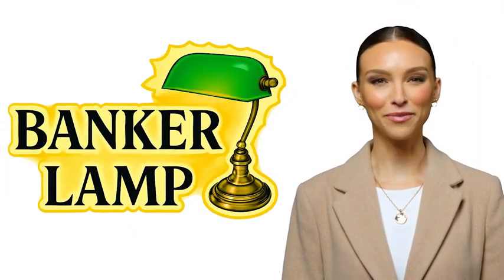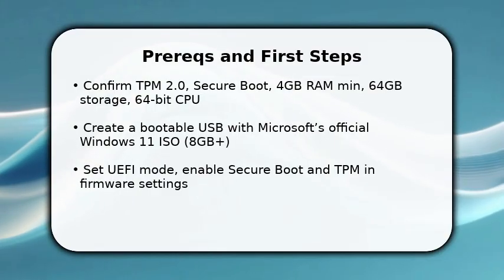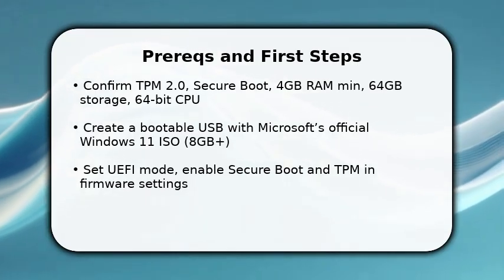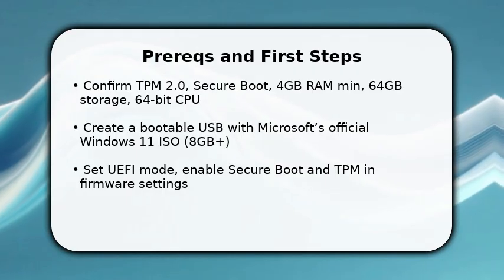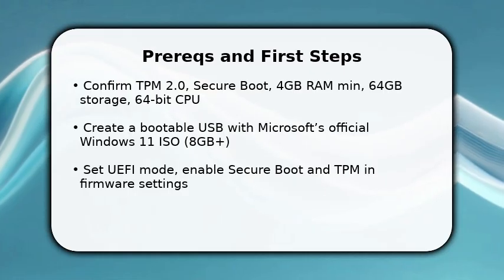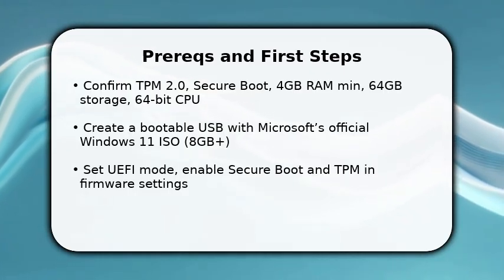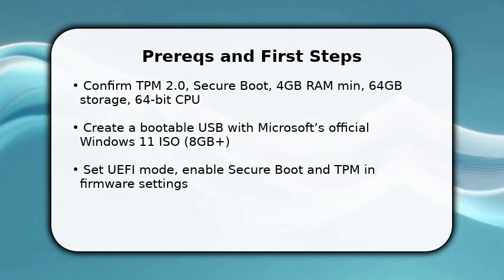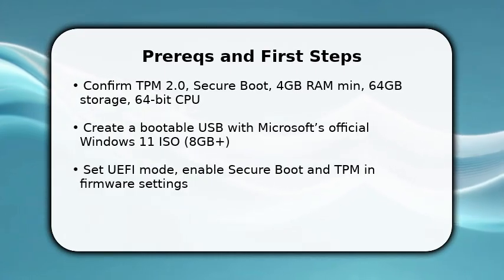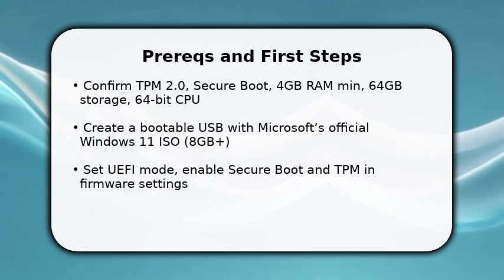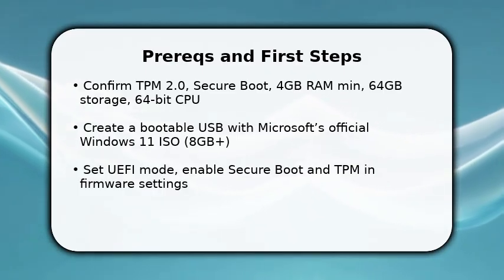Please enjoy the video. You'll start by verifying hardware and preparing media. Check TPM 2.0, Secure Boot and minimum RAM/storage. These are required. Once confirmed, download the official Windows 11 ISO and create a bootable USB using Rufus or Media Creation Tool. Reboot into UEFI/BIOS and switch to UEFI mode, enable Secure Boot and TPM. This ensures the installer runs without compatibility blocks.